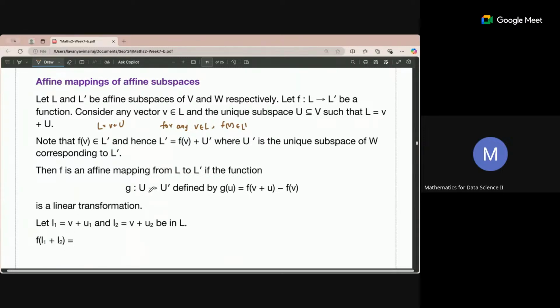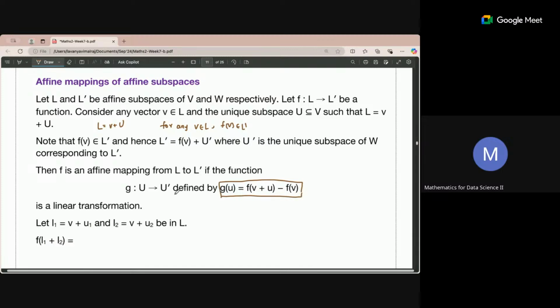Just like we were doing for addition and subtraction, we are going to look at what is going on from U to U dash. If the mapping from U to U dash is defined in this way, G of U is equal to f of V plus U minus f of V, and if this defines a linear transformation, then we can say that f is an affine mapping. So if you have any function like this from L to L dash, and you define G in this way, and this G is a linear transformation, then we call f an affine transformation. This is the part which you need to remember.